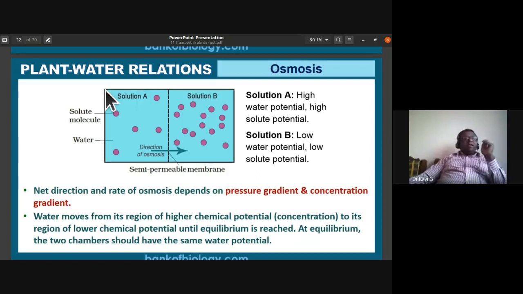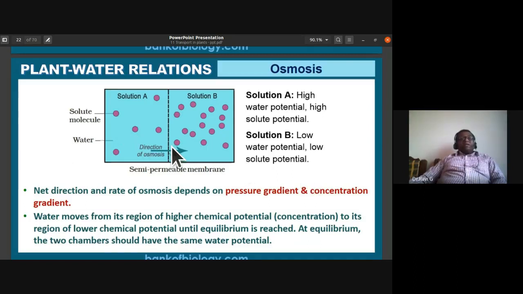Now we will take up solution A and solution B. In solution A, the number of solute molecules is less, so the water potential will be higher, or the water concentration will be higher in solution A. Solution B has more solute and the water concentration will be lesser, that is, the water potential is lesser. Solute potential is low, water potential is high. Solute potential is high and water potential is low. So solution A has high water potential and high solute potential, while solution B has low water potential and low solute potential.